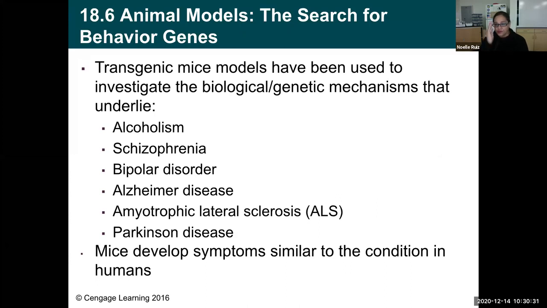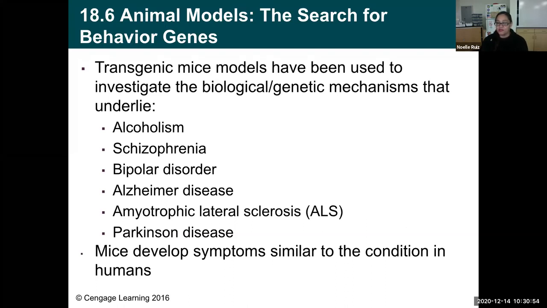Animal models. We talked a while ago about how we use mice for pretty much everything. Transgenic mice models have been used to investigate the biological and genetic mechanisms that underlie alcoholism, schizophrenia, bipolar, Alzheimer's, ALS, and Parkinson's disease. We use mice because they develop symptoms similar to the condition in humans.